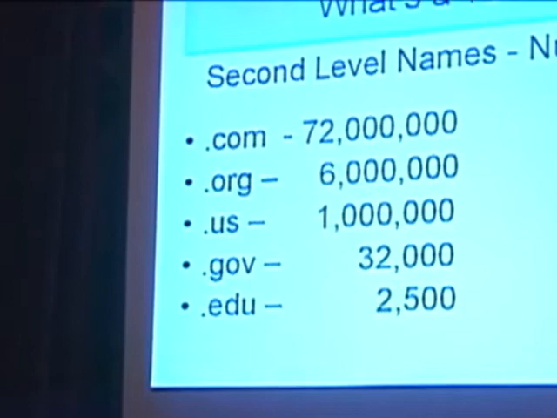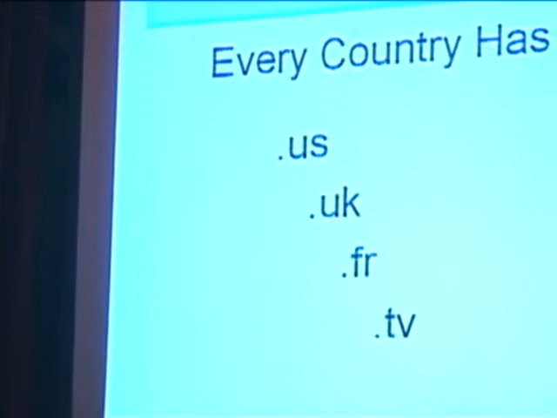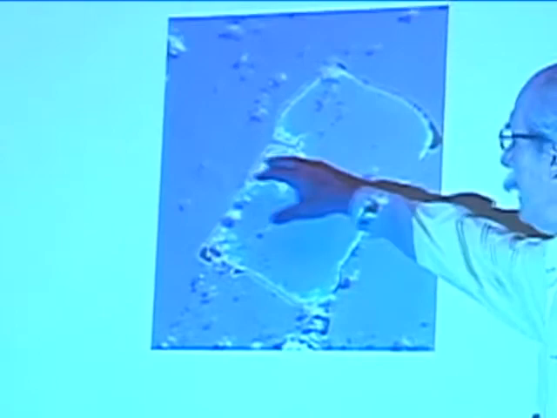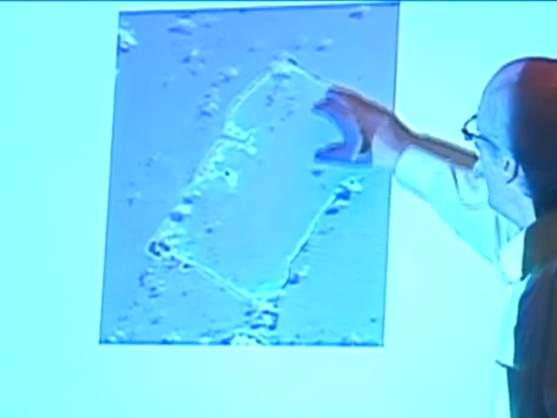And every country has a top level domain: .us, .uk, France, and .tv, you know, it's Tuvalu, right? Well, actually, I've learned it's Tuvalu. I don't know how many of you have been there, but this is a Google Earth picture of Tuvalu. It's out in the Pacific somewhere, an atoll, and these are beaches around an open area. It's 5 miles across, 12 miles this way, and there are about 12,000 people who live there.